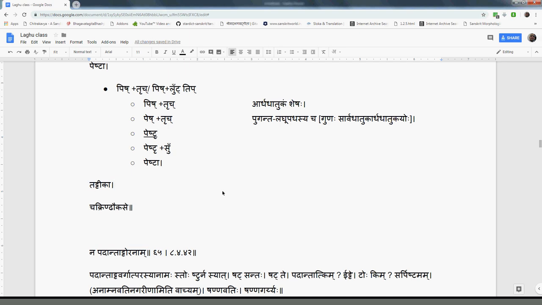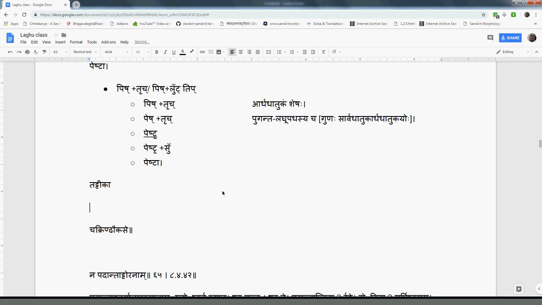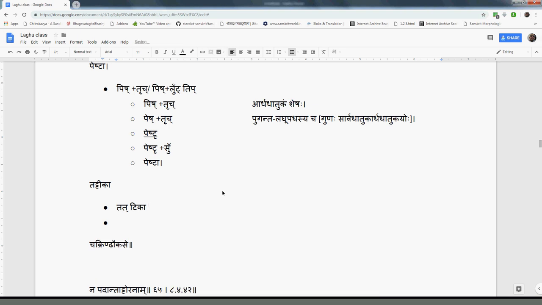Tat tika, just give me a moment. So here, in tat tika, the yoga is between what? Takara of stoh, takara in the tu varga, and stuna, takara, in a sahayoga. So tat tika will become tat tika, actually a samasa also, tasya tika. Tasya tika is tat tika.